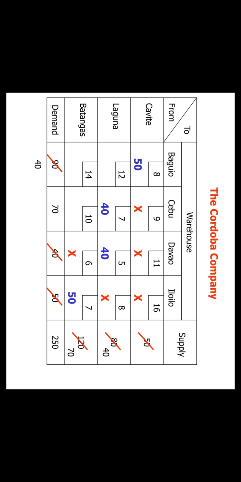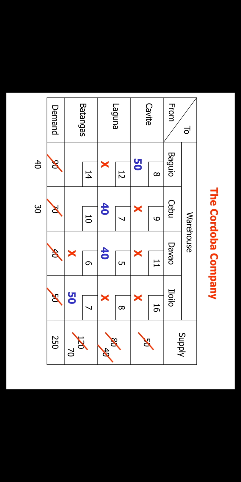With that, we have already depleted the total supply of Laguna, so we can now eliminate the remaining cell in that row. And then we now reduce the demand of Cebu by 40. So from 70, it goes down to 30. Then moving on to the remaining cells in the row of Batangas. Our least cost cell this time is the one with the cost of 10.